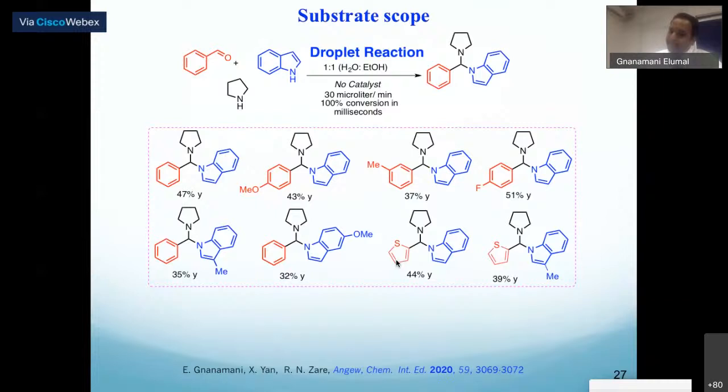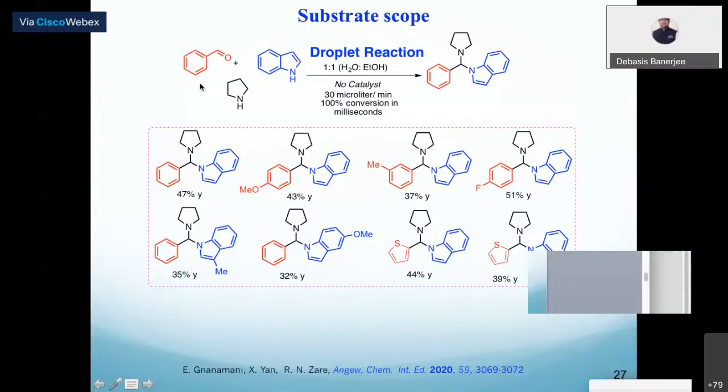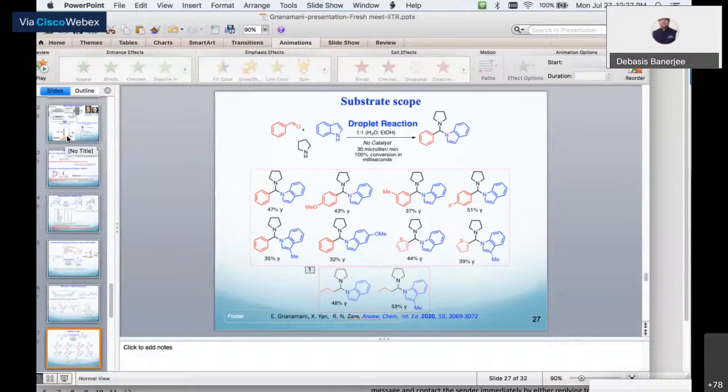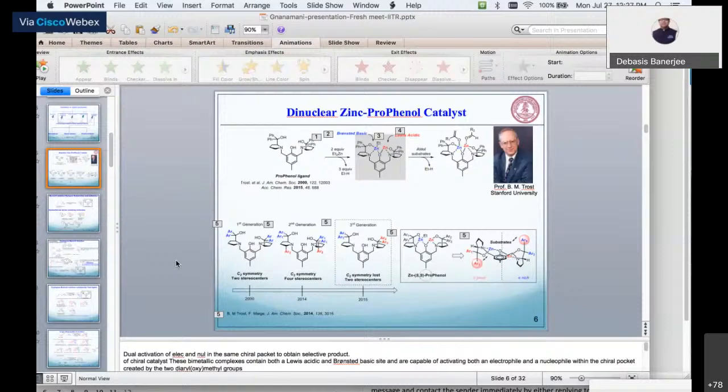So I just want to know, you block two ortho positions as well as the para position, right? In the prophenol, when you are using the phenolic derivative. Yes. You block both the ortho position as well as the para position by substitution with a methyl group, right? So you are asking about the catalyst structure or in the reaction? My question is, if you do not block the para position, in such case, will your catalyst still work? Okay, so here you are asking about the ligand, correct? The prophenol. Yes, ligand.